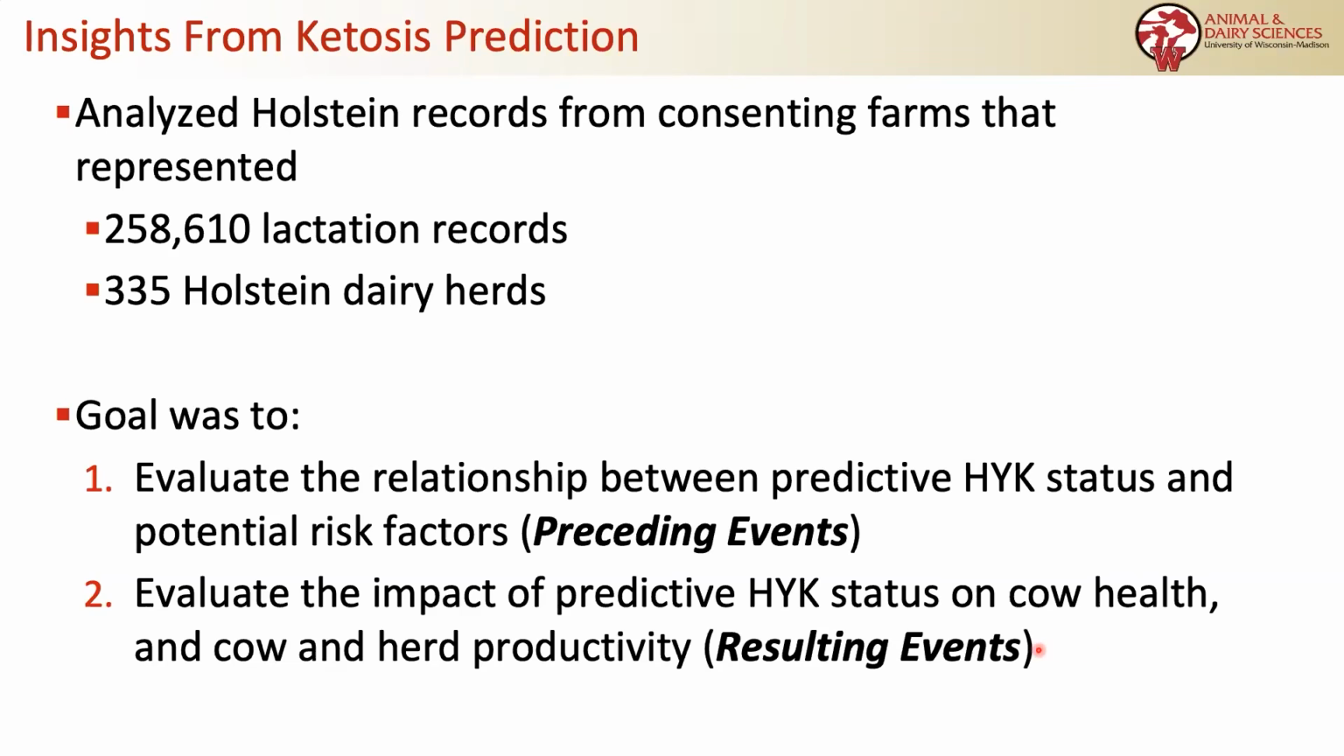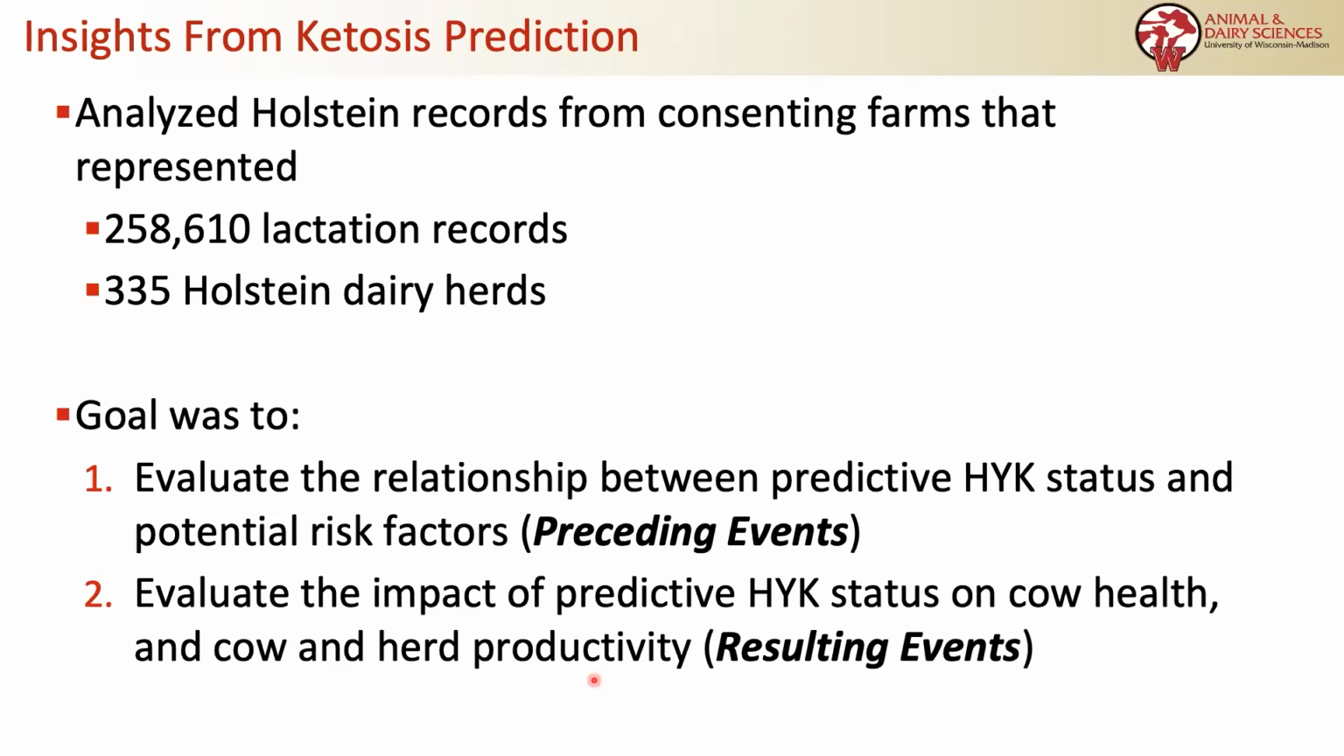Our goal was twofold. First, we wanted to evaluate the relationship between predicted hyperketonemia, or HYK, status and potential risk factors. So these would be events that happened before the subclinical ketosis was predicted by the KetoMonitor. What types of things would precede that event that could be considered a risk factor? The second goal of this analysis was to evaluate the impact of predicted HYK status on cow health and herd productivity. So what was the impact of that health event?